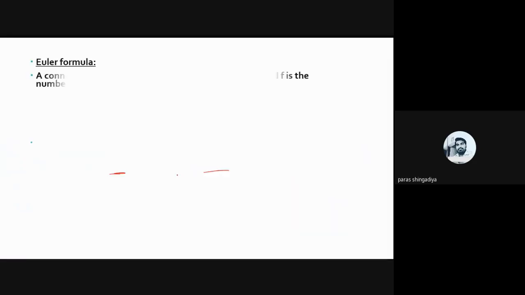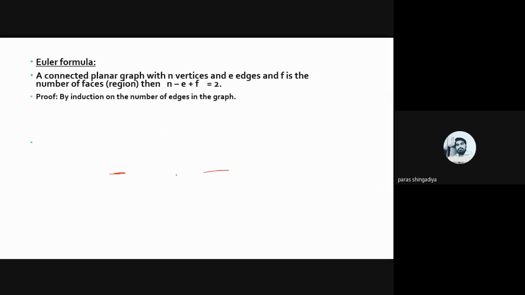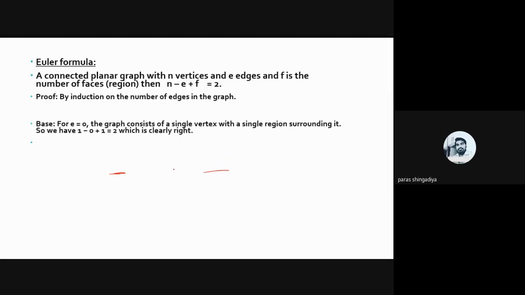So this definition was discussed, and then we check the Euler formula, and by using the induction rule we can prove this formula. What is the statement? For a connected planar graph with n vertices, e edges, and f faces, n minus e plus f is equal to 2. It is defined only for a connected planar graph. If it is a non-planar graph, then we cannot verify this formula.